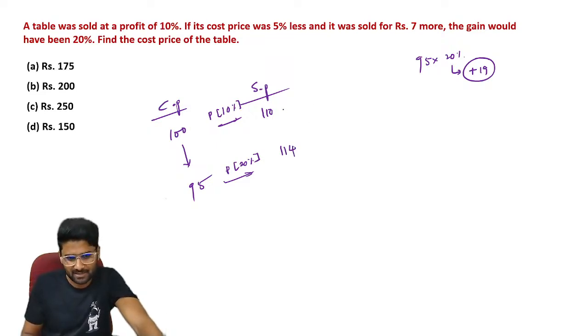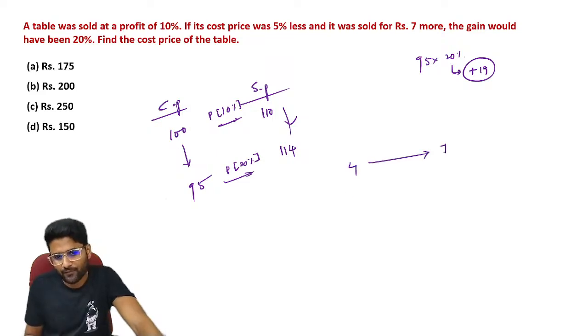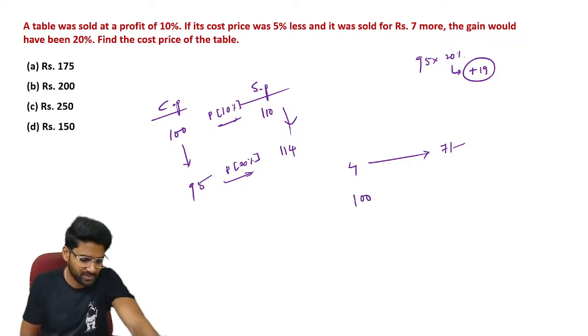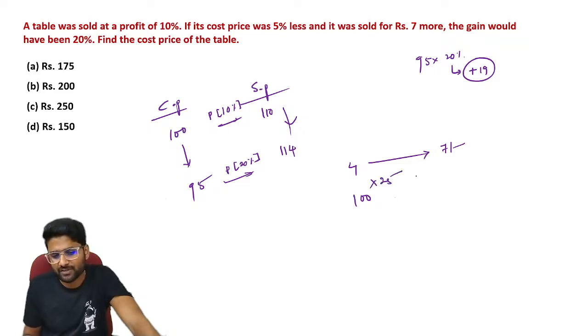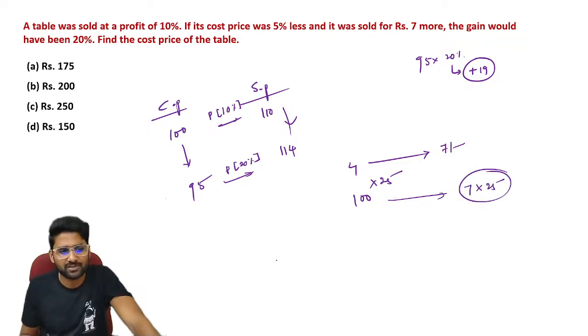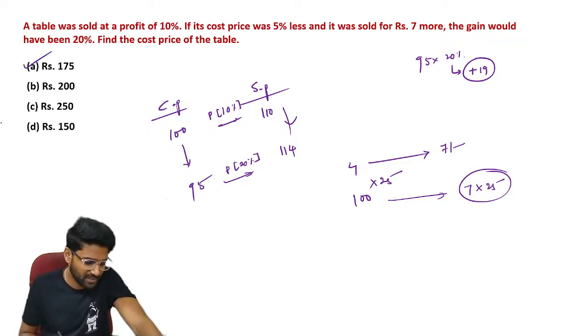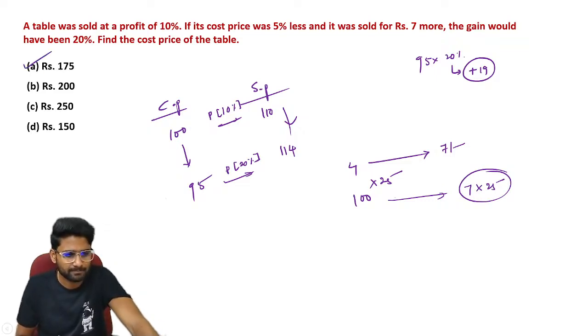Let's compare the data. If you observe the selling prices, it increases by 4. If 4 units is 7 rupees, then you have to identify the cost price. Cost price is 100 units. If 4 becomes 100, each unit is multiplied with 25. Same way, if 7 is multiplied with 25, that's your answer. So 25 multiplied with 7 is 175 rupees.